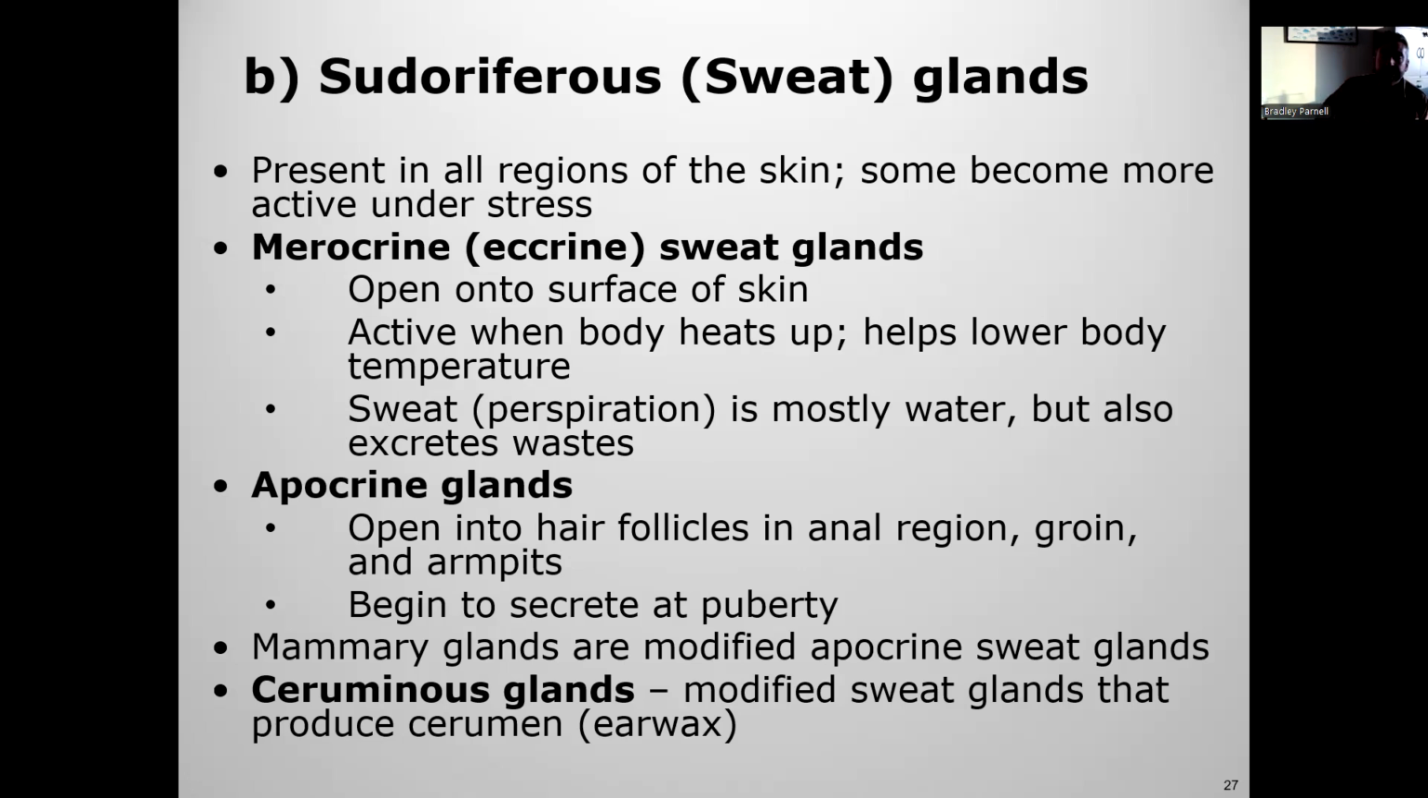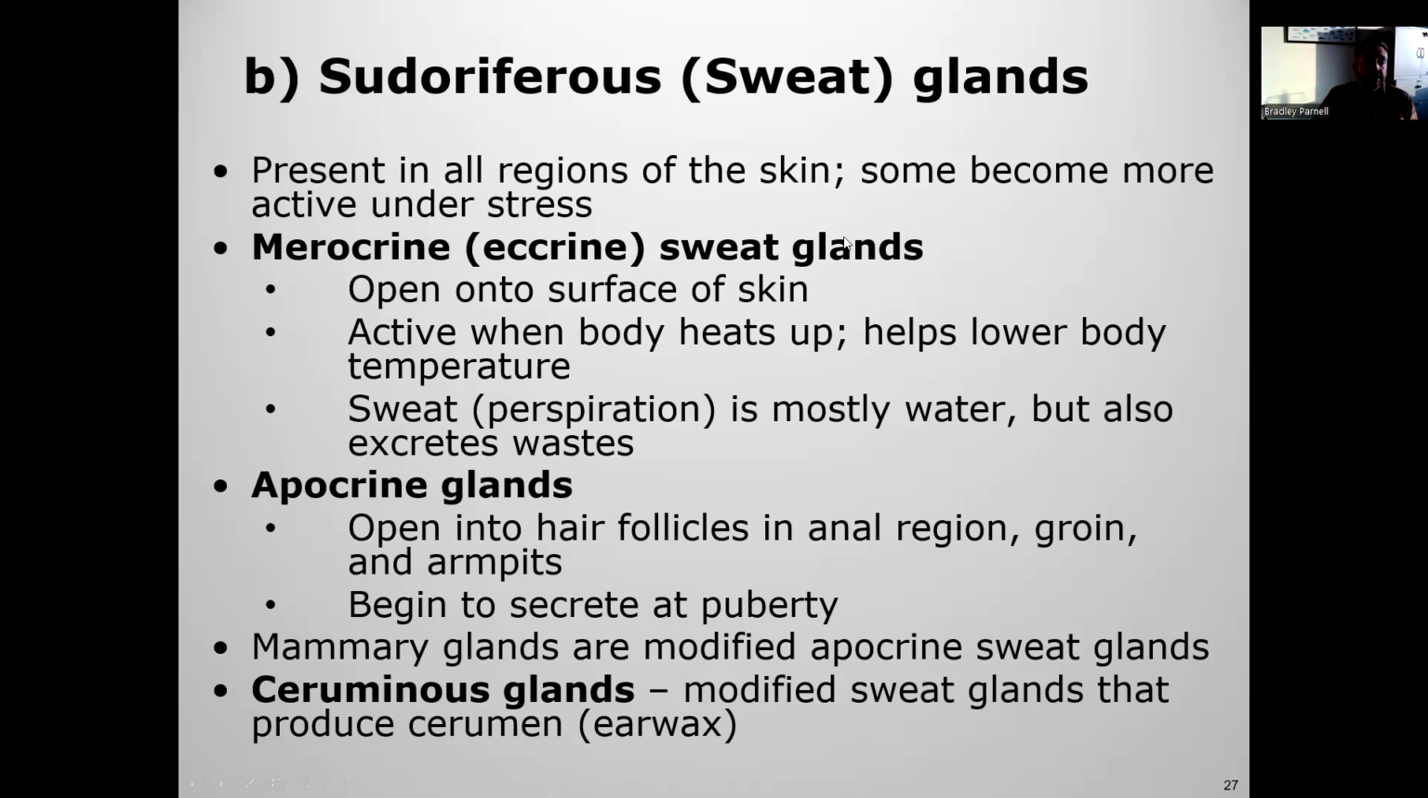It contains lipids and proteins, and it is something that the bacteria on our skin love to feed on. So when we start to get body odor, it's because of the bacteria feeding on the material that's secreted by these apocrine glands. Eccrine sweat glands are most common. They cool us down. Apocrine sweat glands are only active at puberty, and those are the ones that produce a scent.